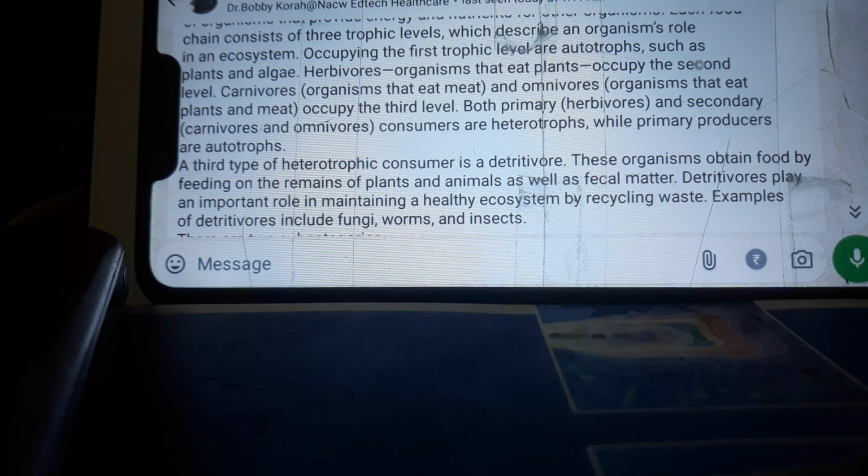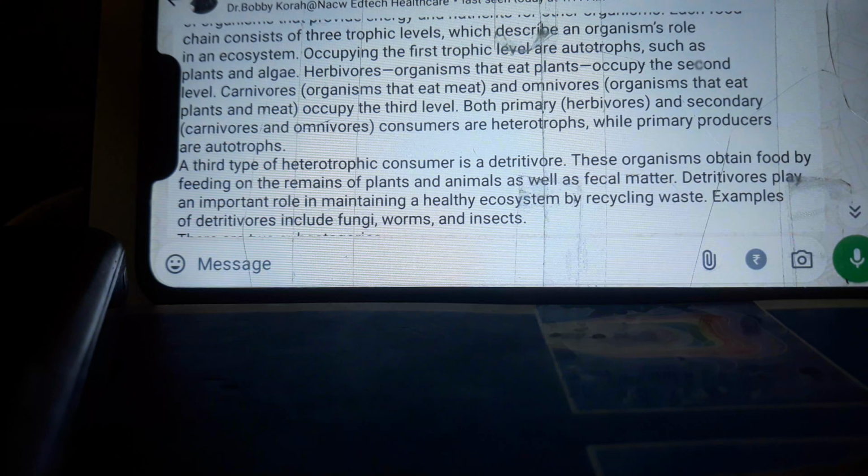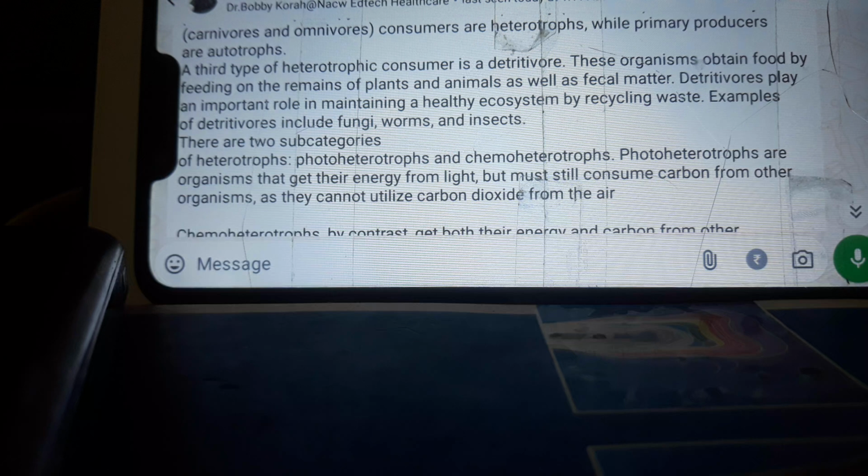Both primary herbivores and secondary carnivores and omnivores consumers are heterotrophs, while primary producers are autotrophs, right? A third type of heterotrophic consumer is a detritivore. These organisms obtain food by feeding on the remains of plants and animals as well as fecal matter. So detritivores play an important role in maintaining a healthy ecosystem by recycling waste. Examples of detritivores include fungi, worms, and insects.